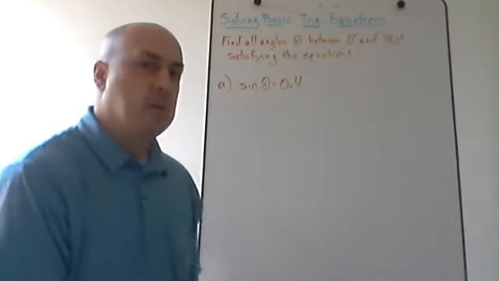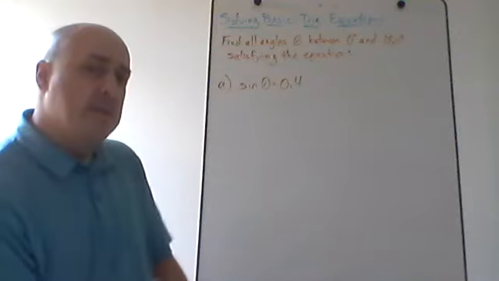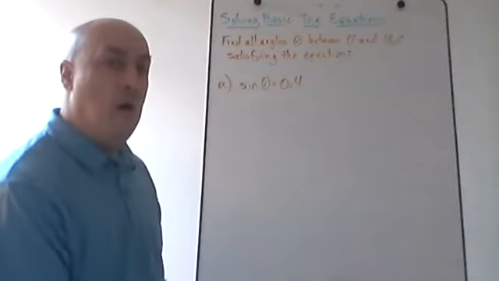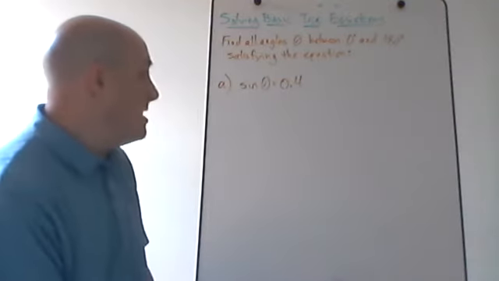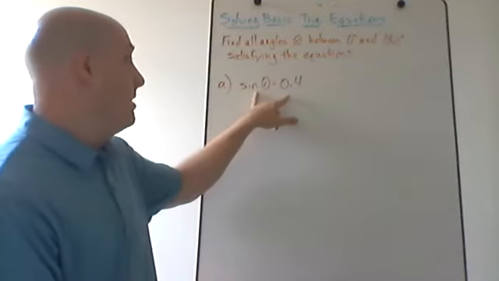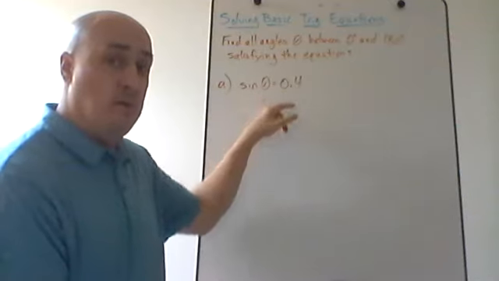Alright, in this video we're going to do a couple examples where we solve some basic trigonometric equations. The instructions here were to find all angles theta between 0 degrees and 180 degrees satisfying the equation. And the first equation we'll look at is sine of theta equals 0.4.